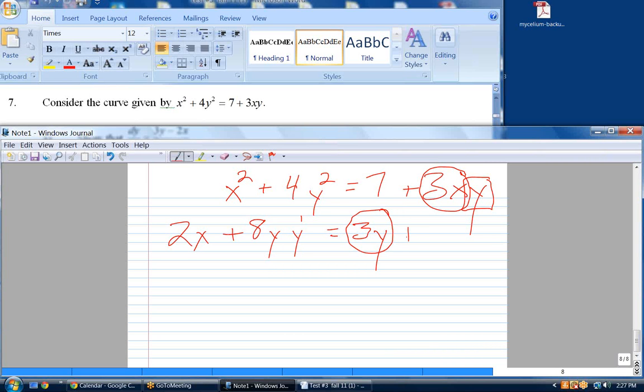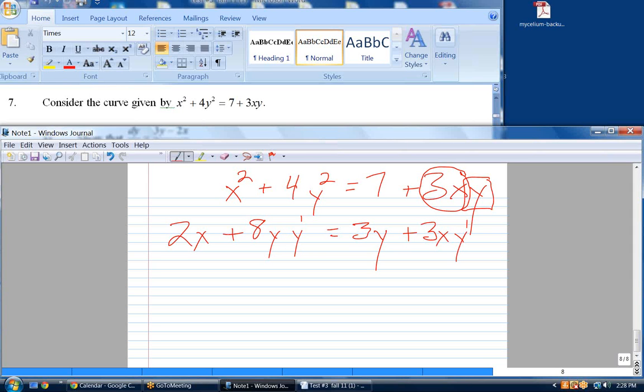Now I have to add to that 3x times the derivative of y. Well, the derivative of y is 1 y prime, because now I am taking the derivative of y. Okay, so you with me? Okay, what's the next step?